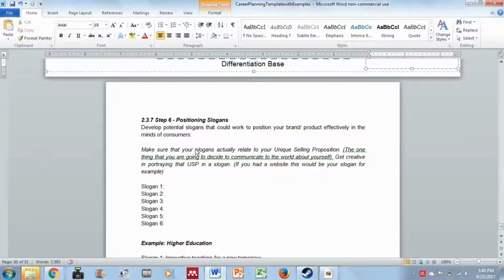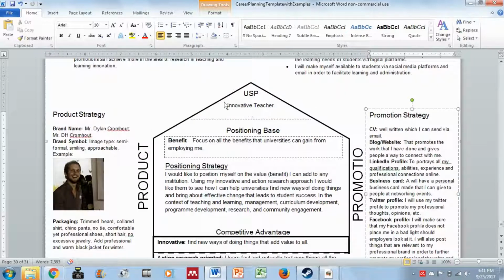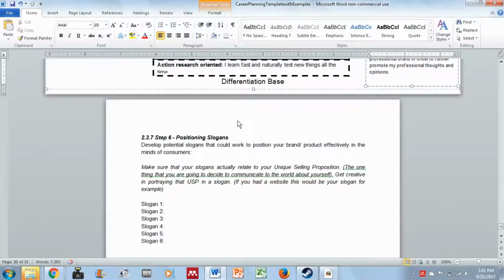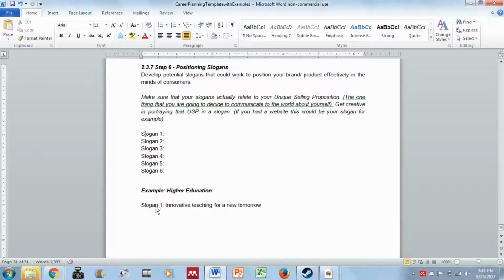Develop potential slogans that could work to position your brand product effectively in the minds of consumers. Make sure that your slogans actually relate to your unique selling proposition. The one thing. Get creative in portraying your USP in your slogan. If you had a website, this would be your slogan, for example. So you need to develop 6 potential ones. I'm just going to give you one here. Innovative teaching for a new tomorrow. Right, so Dylan Cromert, innovative teaching for a new tomorrow. That's, for example, what my website would say. I'd have my name and my slogan. Okay, so you need to develop 6 potential slogans.